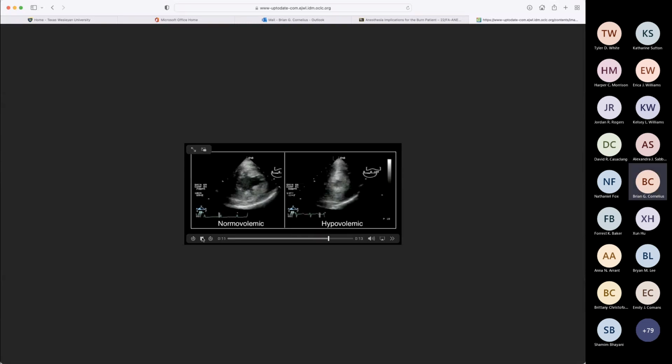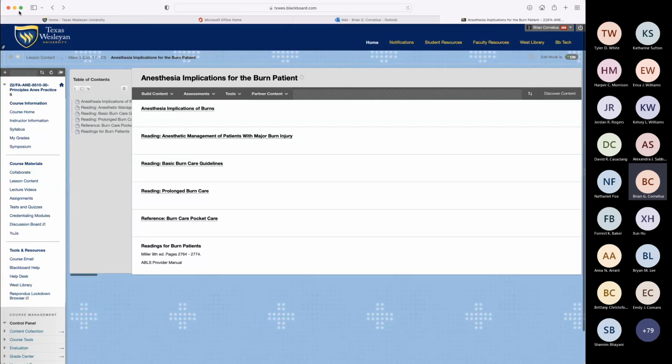You may see that a TEE is a good monitor for these patients because it does allow you to see in real time what's going on, but just something for you to think about there.